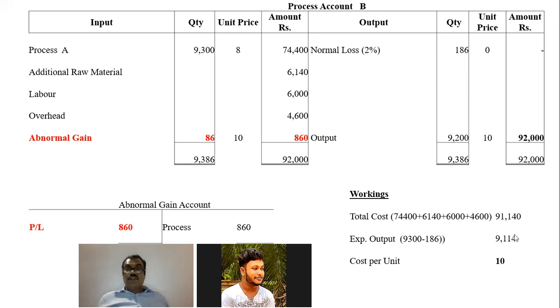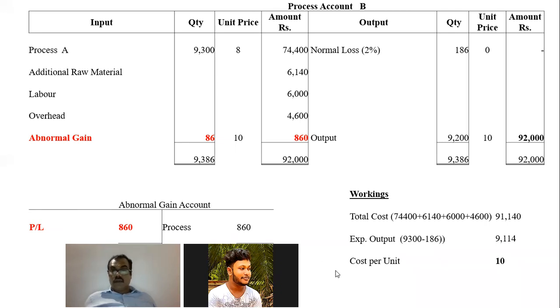9,114. But actually you have 9,200. So therefore, your total cost, that is this plus this plus this plus this plus 91,140, should be divided by how much? Not by this much. Actual should be expected. I think there is a mistake in this calculation.